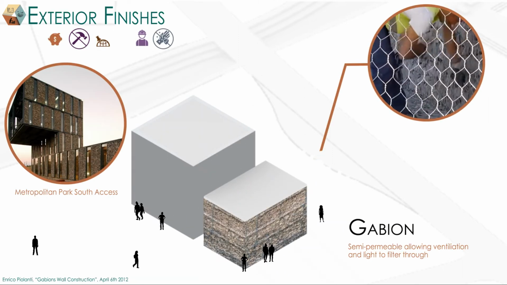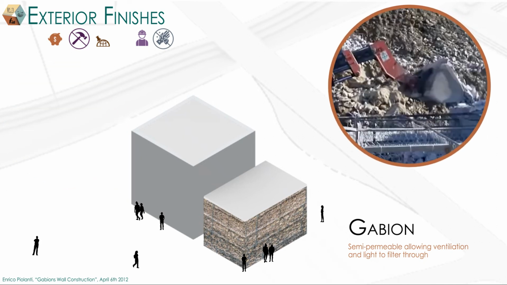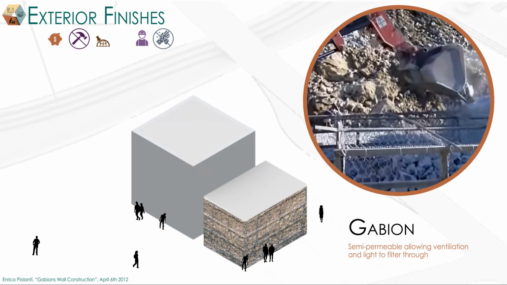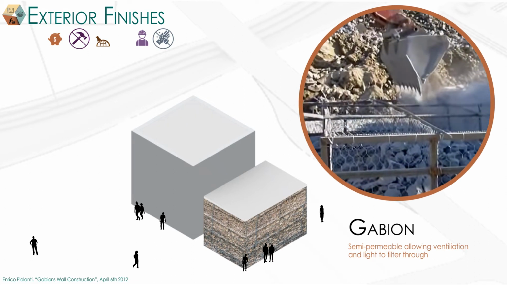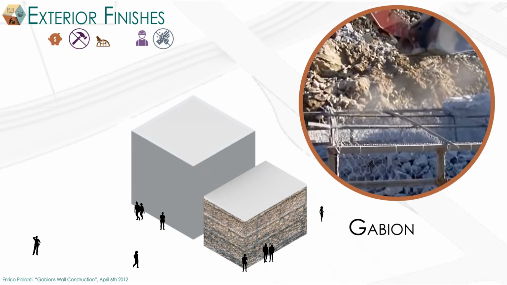Gabion walls will allow air and light to filter through. However, it does require a steel structure. The use of stone allows for local materials to be used for wall infill. The construction of gabion walls is highly labor intensive, and the durability of the wall depends on how well the stones are placed within the wire baskets.